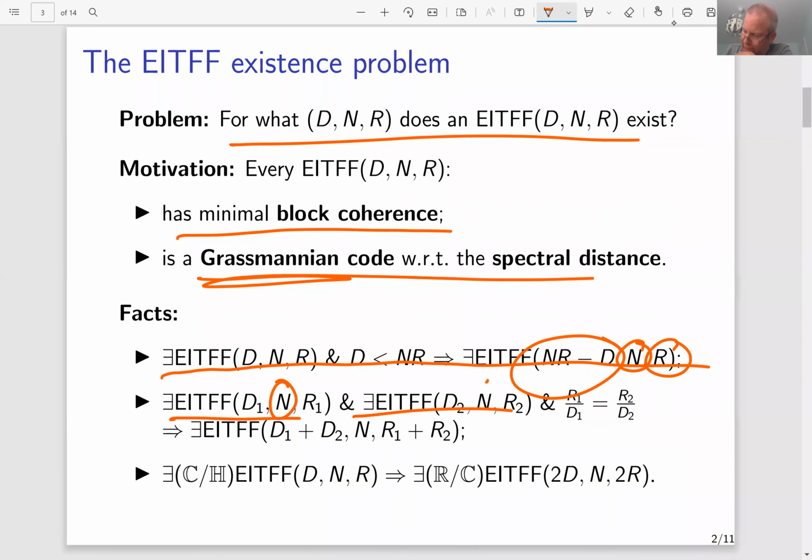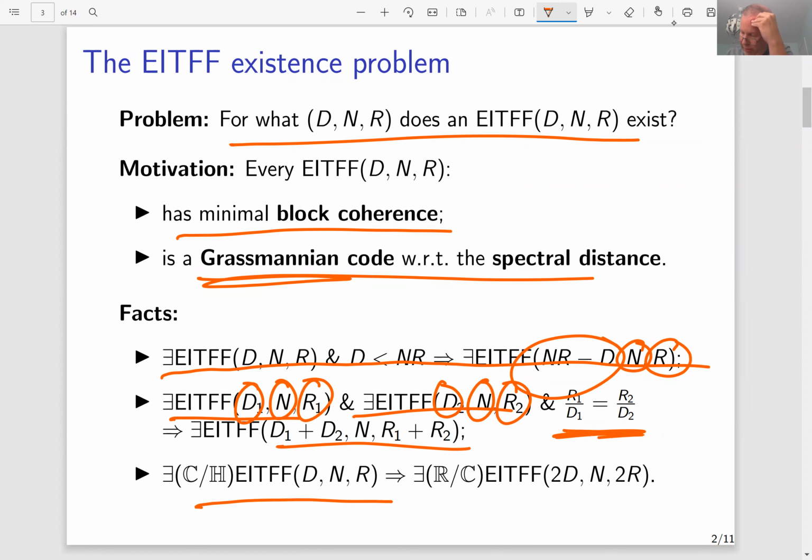Another kind of simple trick that you can do is you can take two equi-isoclinic type fusion frames that have the same number of subspaces, but they might have different ambient dimensions, in other words, different Ds, and they might have different dimensions of subspaces, different Rs. And as long as the proportion of the dimension of the subspace to the dimension of the ambient space remains constant, you can actually do this direct sum trick. This is not hard to prove. You literally just sit down with direct sums and prove that you get a larger equi-isoclinic type fusion frame.